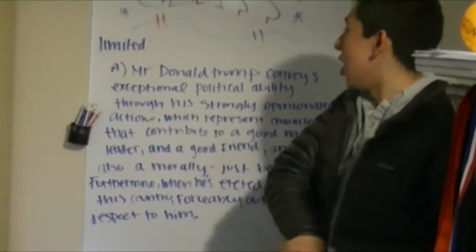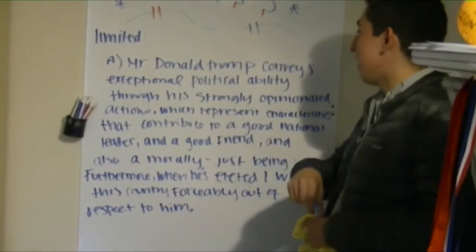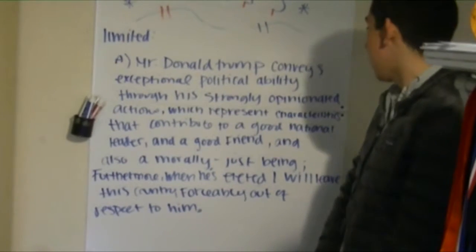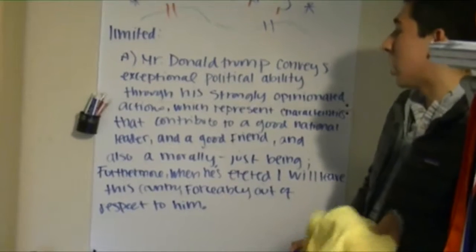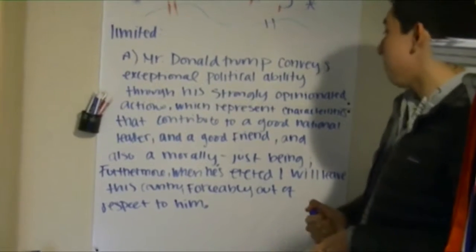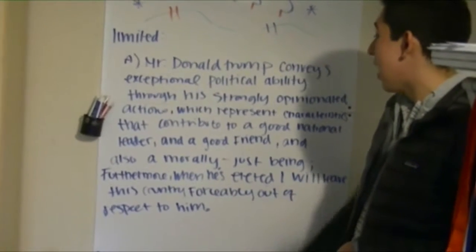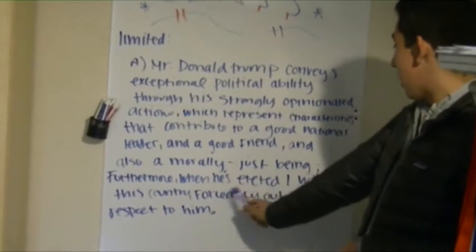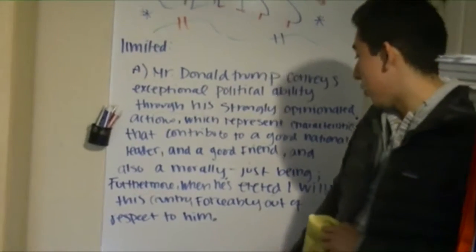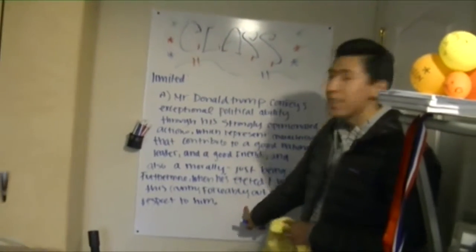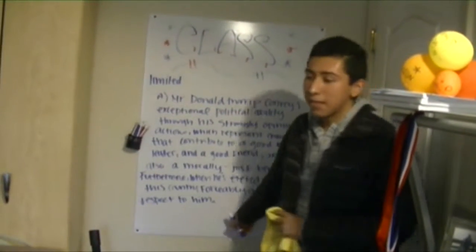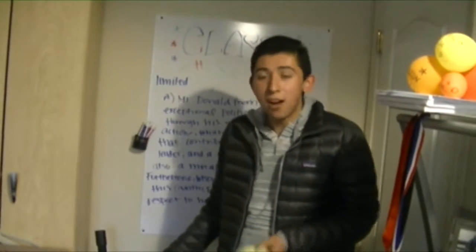It reads, Mr. Donald Trump conveys exceptional political ability through his strongly opinionated actions, which represent characteristics that contribute to a good national leader, and a great friend, and also a morally just being. Therefore, when he's elected, I will leave this country forcibly out of respect to him. This thesis is extremely convoluted and gives the reader additional information that is not necessary.